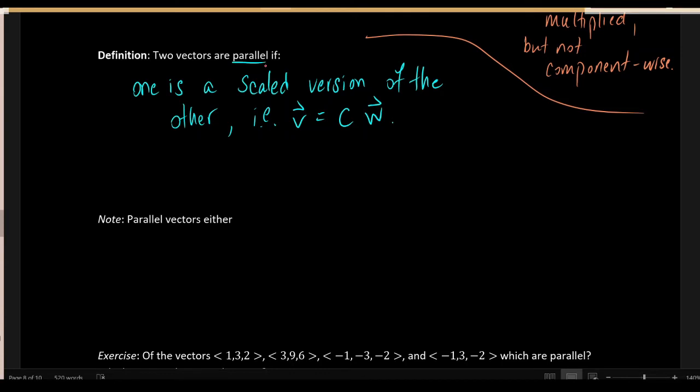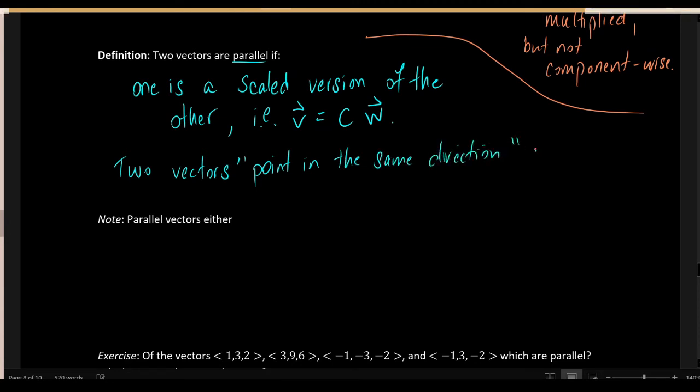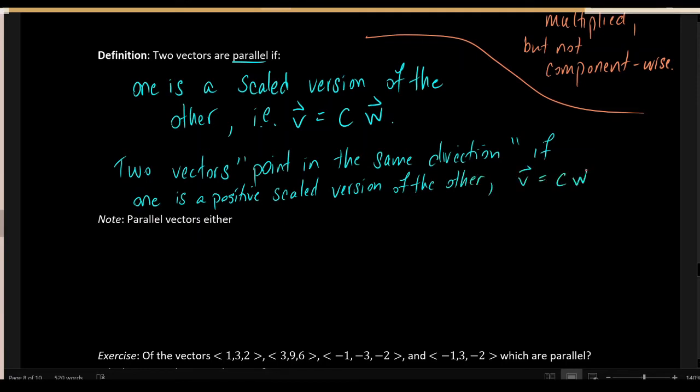Another piece of terminology that comes up is two vectors point in the same direction if one is a positive scaled version of the other. In other words, it's not enough just that one vector is c times the other vector. That scalar has to be a positive number.